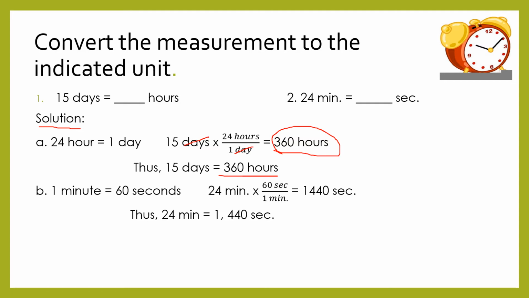Next, letter B. We know that 1 minute is equivalent to 60 seconds. So, 24 minutes times 60 seconds over 1 minute. So, cancel the minute. Then, 24 times 60 equals 1,440 seconds. Thus, 24 minutes equals 1,440 seconds.